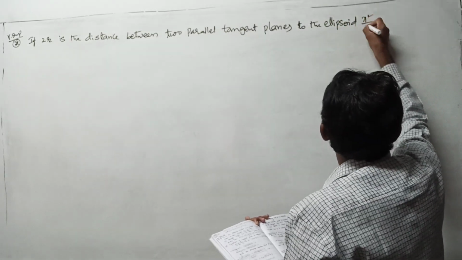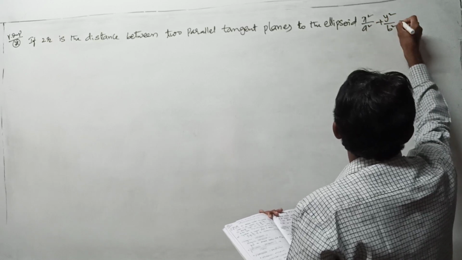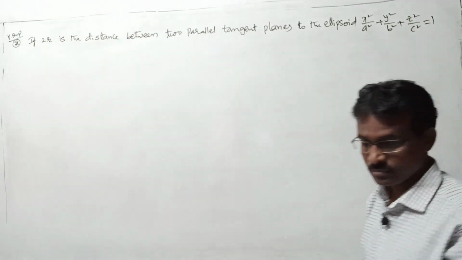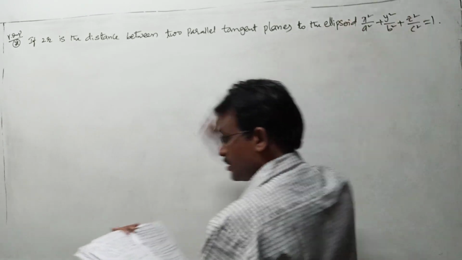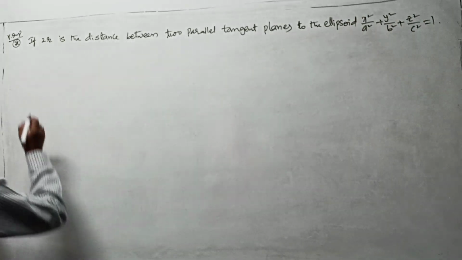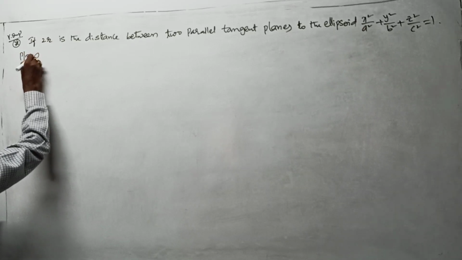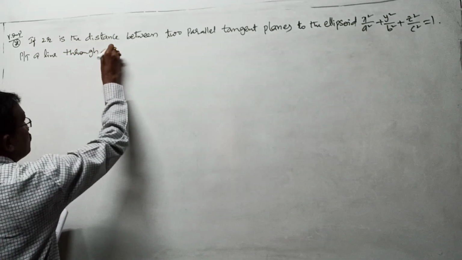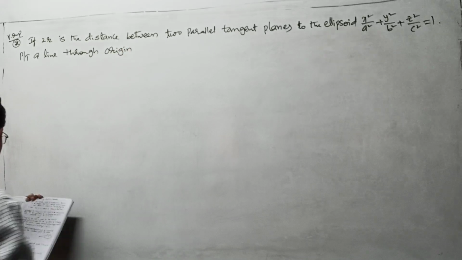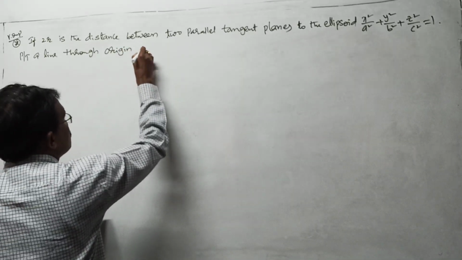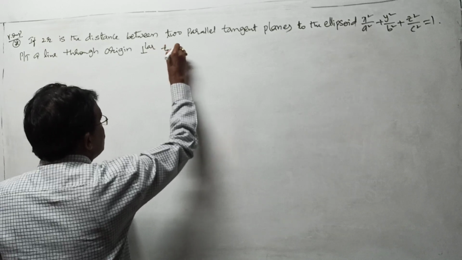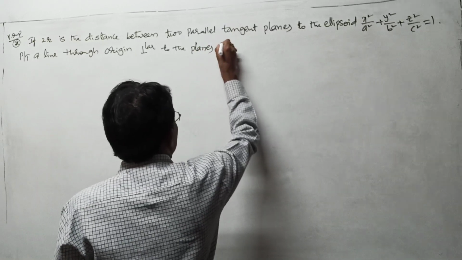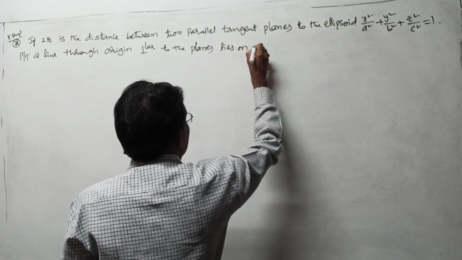x²/a² + y²/b² + z²/c² = 1. Prove that a line through the origin perpendicular to the planes lies on the cone.